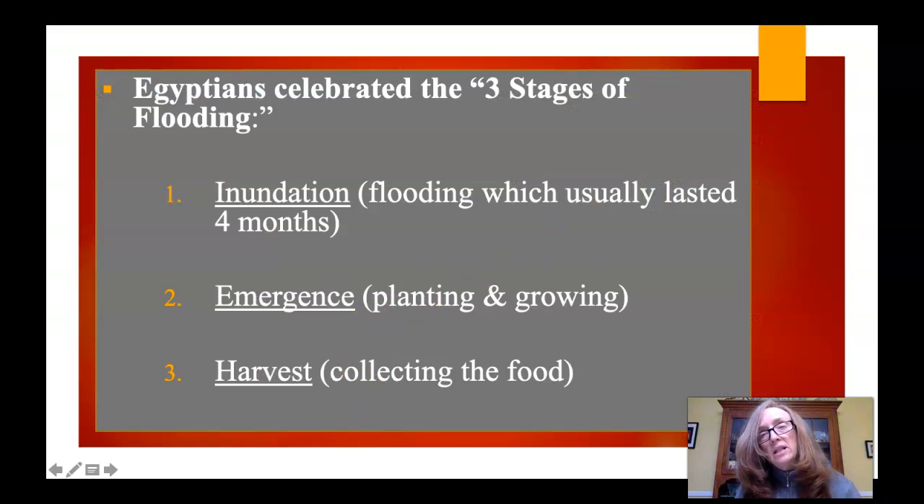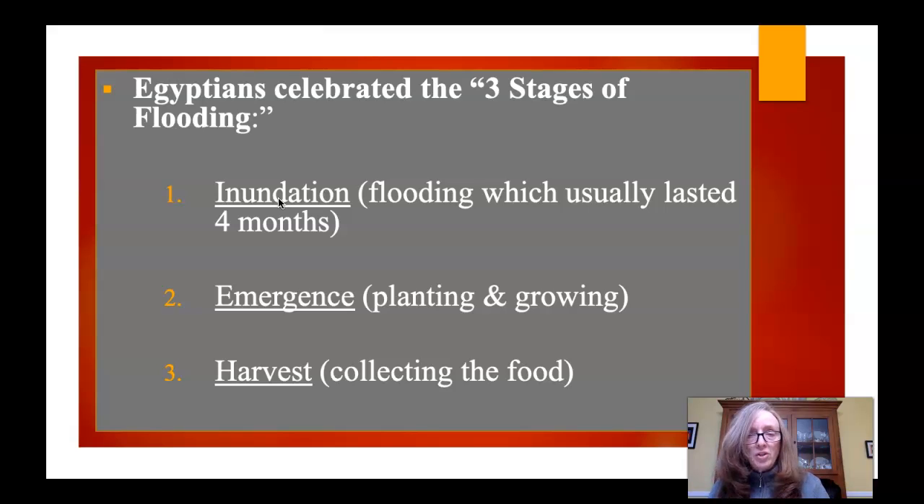And Egyptians celebrate the 3 stages of flooding. So the flooding stage lasts about 4 months, and it's called the inundation. And when you think about inundation, it means sort of to be overwhelmed, to be covered with. So if I inundate you with homework, I am giving you a ton of homework that you need to get done. So think about that. Inundation is when the waters are coming and overwhelming.